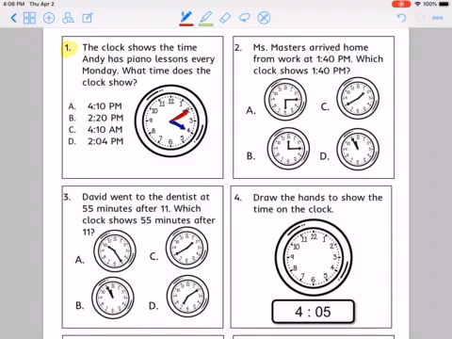My hour hand is on the 4 and my minute hand is at the 2. So the hour hand is between the 4 and the 5, so I know the hour is 4, and then at the 2, we know we go 5:10. So the time is 5:10. Or 4:10, excuse me, 4:10.